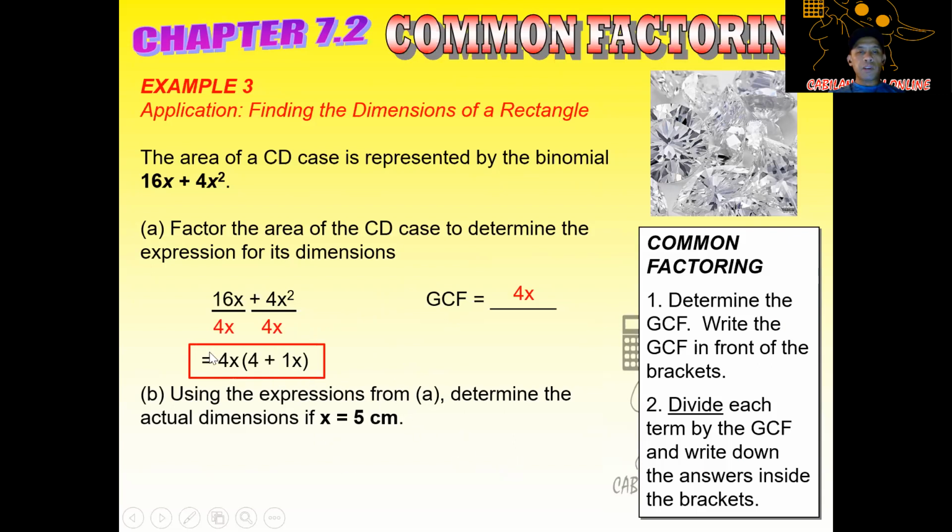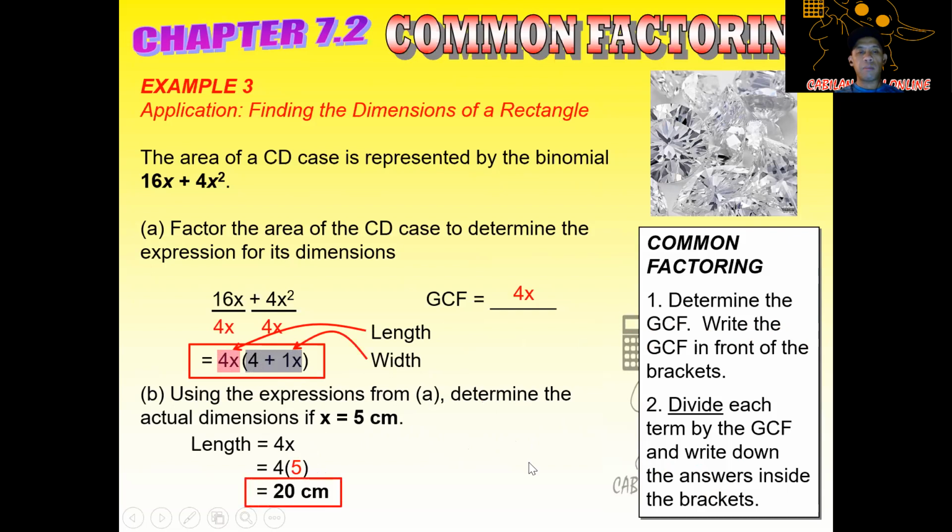So it says, using the expressions from A, which is this, determine the actual dimensions if x is equal to 5 centimeters. So what we know about this is that this here represents the length, and this one here represents the width. And we're just going to take these and substitute the 5 in for the x's. So starting off with the length of 4x, now remember that when you substitute a number in for a letter, you just put brackets around it like this. And then when you multiply these two numbers together, that will give me 20. So the length will be 20 centimeters.